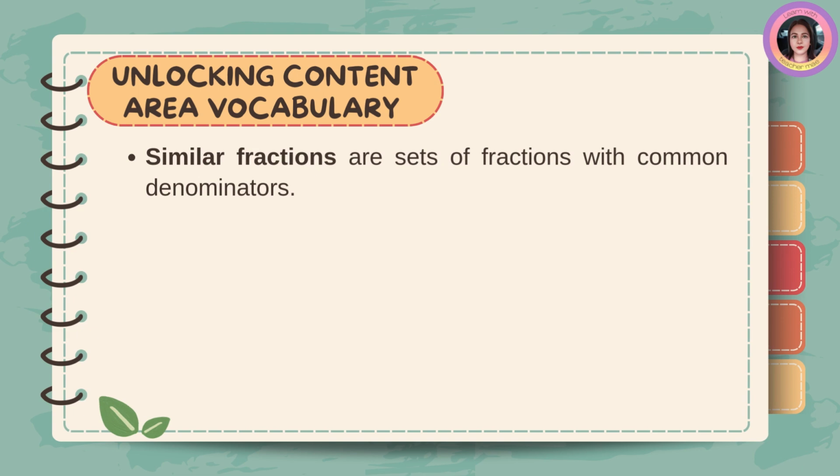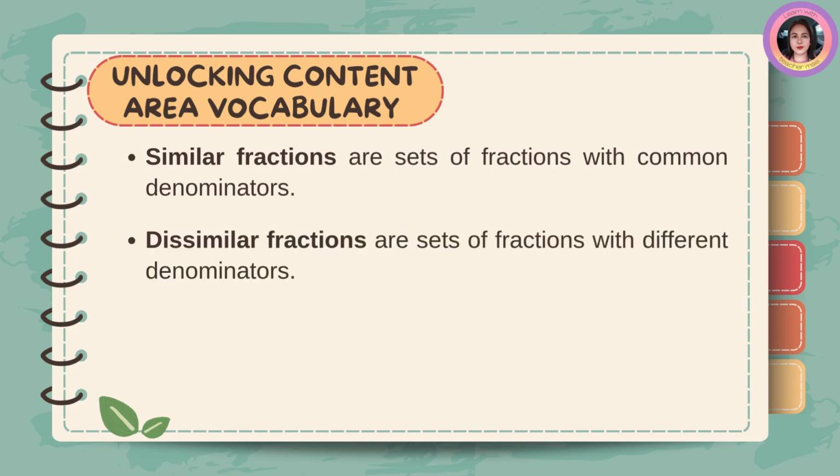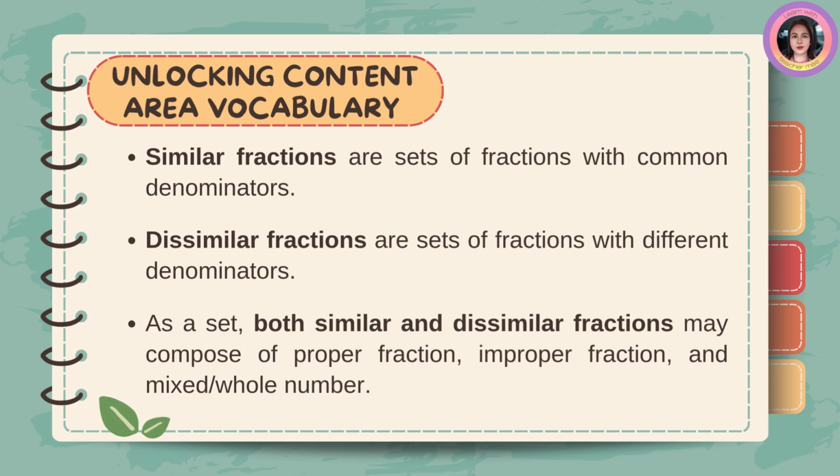Let us unlock your vocabulary. Similar fractions are sets of fractions with common denominators. Dissimilar fractions are sets of fractions with different denominators. As a set, both similar and dissimilar fractions may be composed of proper fractions, improper fractions, and mixed or whole numbers.